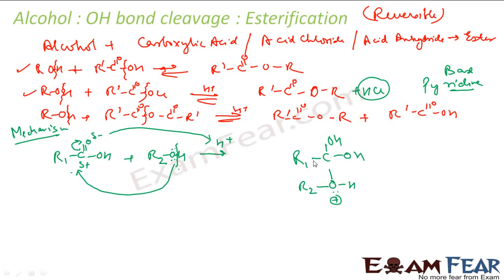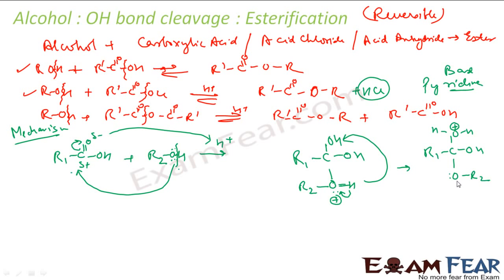Now my H has to be removed. It has to be removed. So what can be done? This H can easily come out, and this H plus will attack these guys. So with this, what you get is, let me draw here, R1C. Here you will get OH plus, because this hydrogen came here, and with this will get a positive charge, OH, and you get OR2.